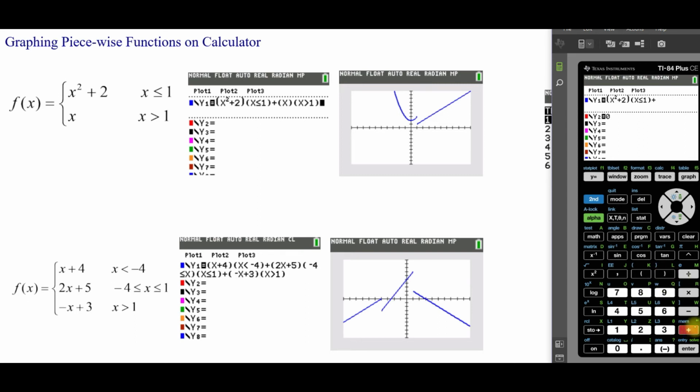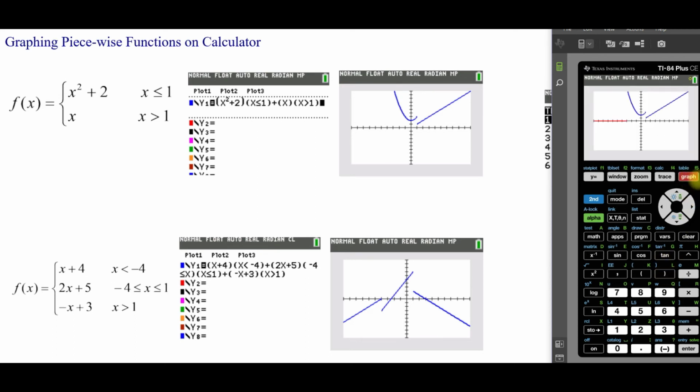Then you're going to do a plus sign, and you're going to add that second expression. So here we just have x, so I'm just going to put x in parentheses, and then open a new parentheses to do the rest of the domain restriction. So x again. We're going to go second math to get that inequality, is greater than 1. Close that parenthesis.